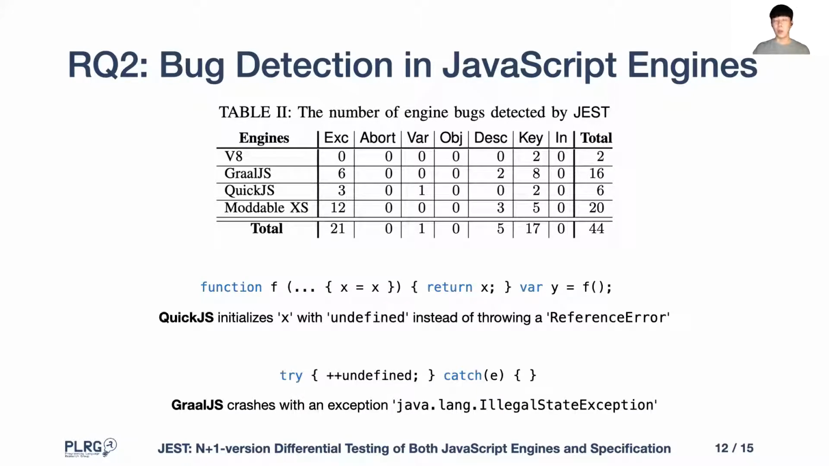Another engine bug is related to this program. According to ECMAScript, this program must terminate normally. However, the GraalVM JavaScript engine crashes with an internal error. It is a critical bug because the engine unexpectedly dies and we cannot even catch it with the try statement.